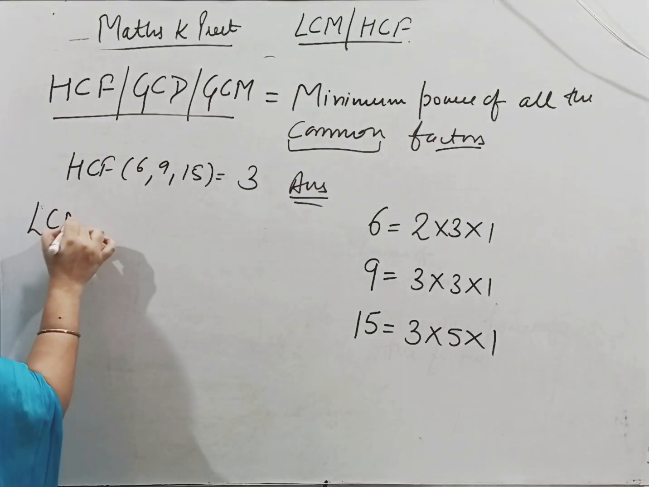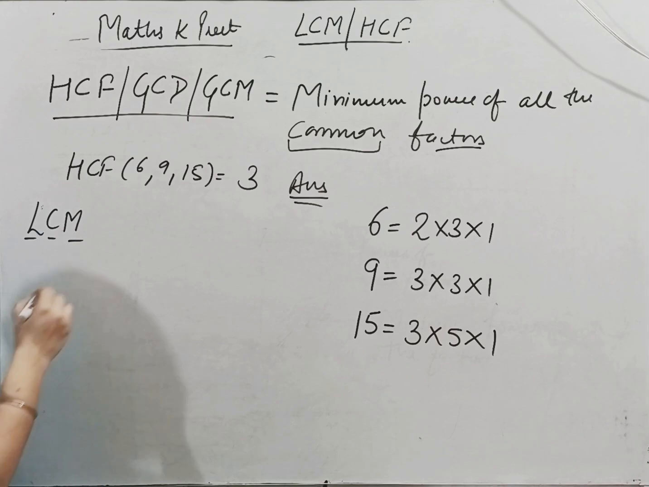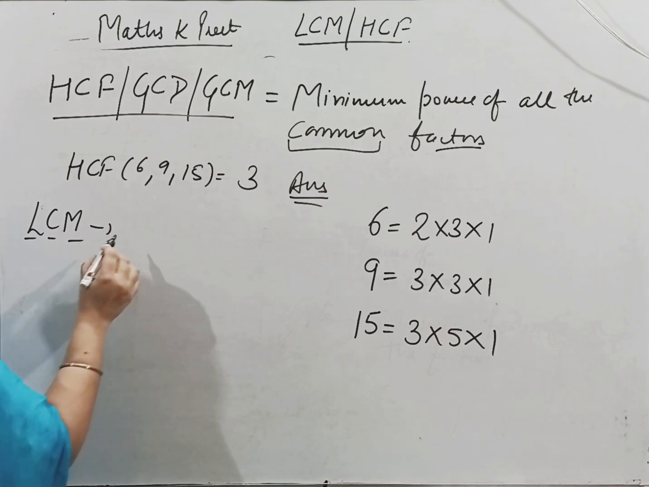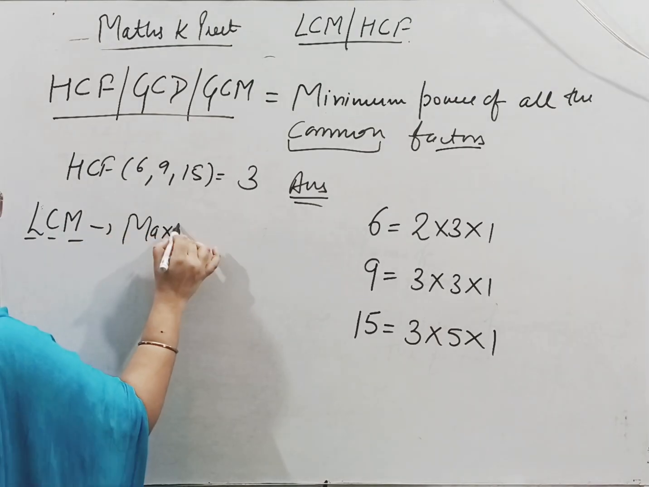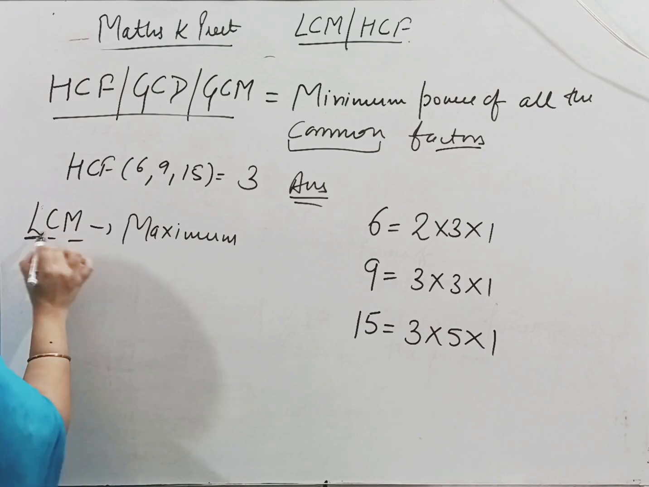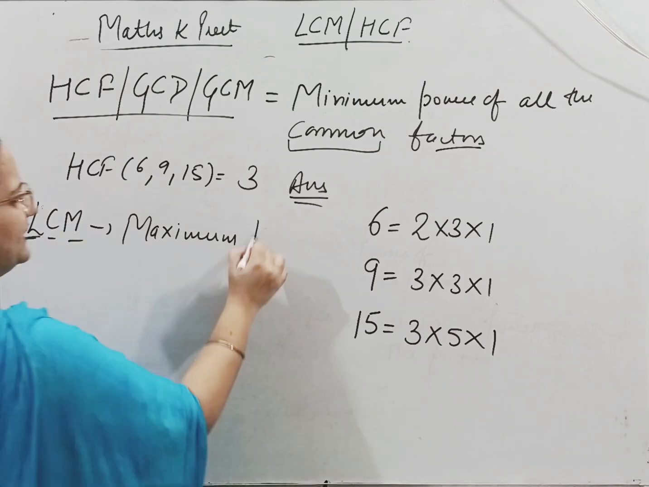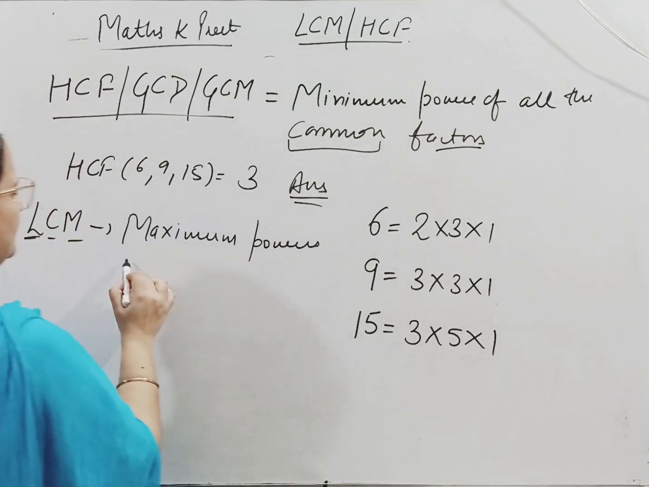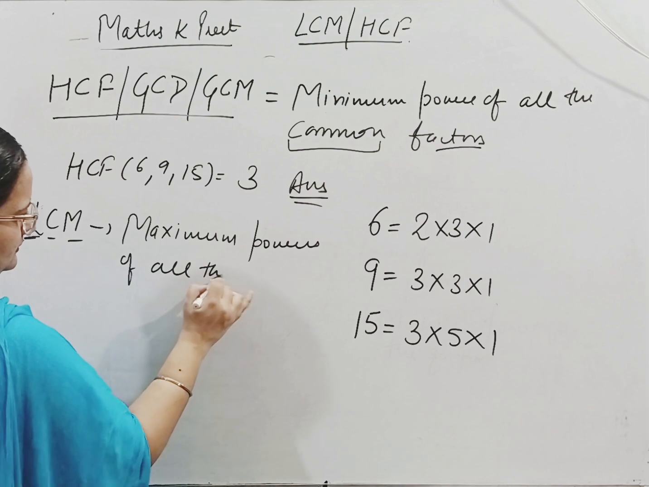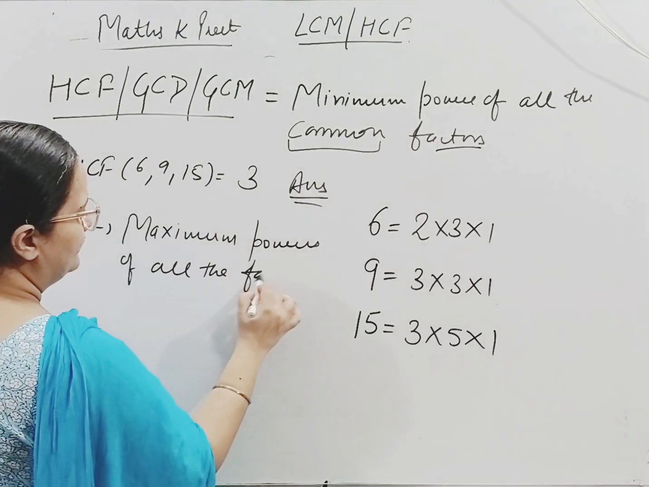Now let's see what LCM is, least common multiple. Least common multiple is given by the maximum. It's the reverse: least, so here we'll take maximum. Maximum powers of all the factors, not common, of all the factors.